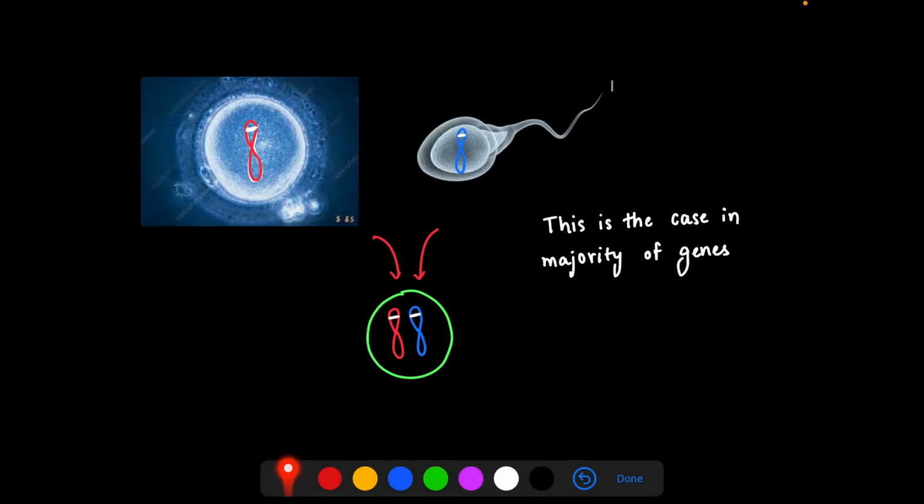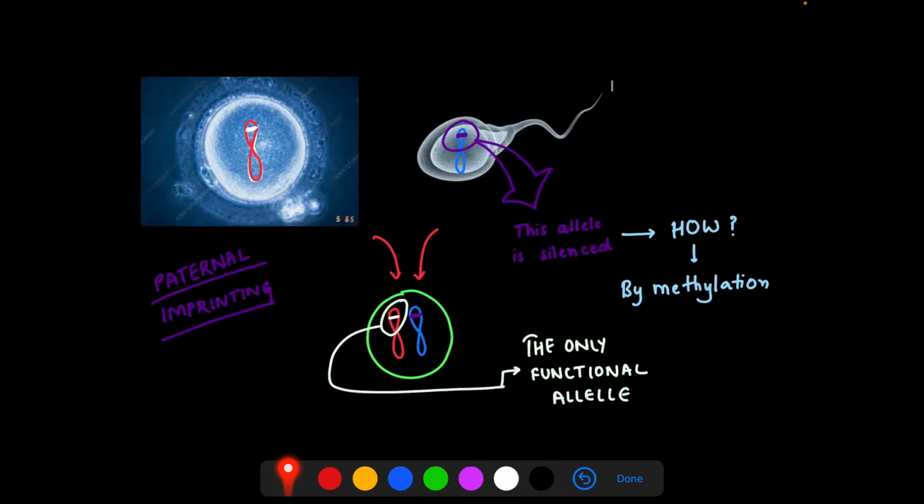What normally happens is that you get one copy of an allele from spermatocyte, i.e. from your father, and one copy of an allele from oocyte, i.e. from your mother. And then the resultant zygote has two alleles of a gene that are functional and are capable of expressing themselves by classical Mendelian inheritance, depending on whether they are dominant or recessive. This is what happens with most of the genes.